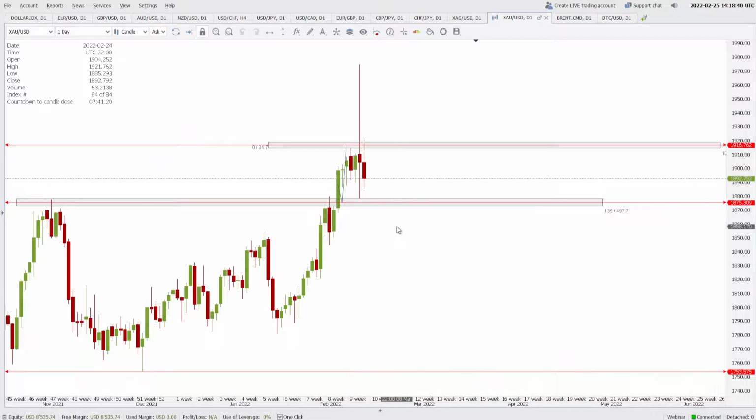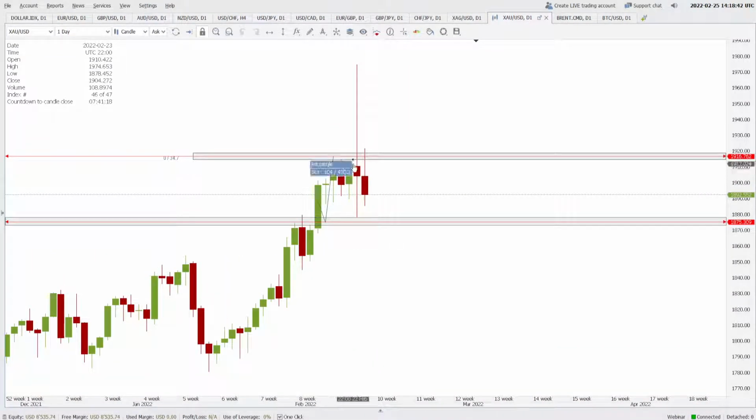On a similar line, gold also did the same thing. It went higher all the way to trade near $1,974, then came back down the same day to 1878, gave us a close around 1904. Today, after opening, the price went higher but got rejected at 1918, is struggling to go higher and is now trading lower.